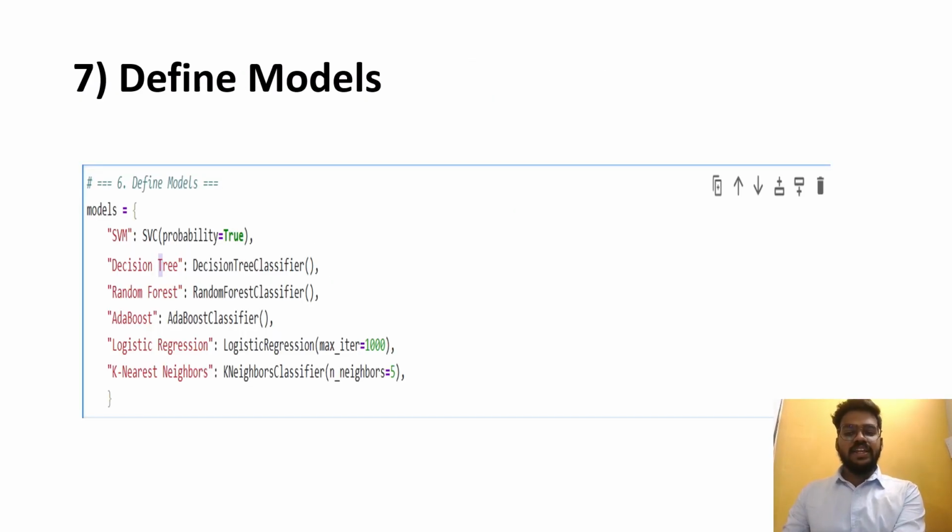Next, we are defining the models. Different machine learning models are defined. Those include SVM, decision tree, random forest, XGBoost, logistic regression, and k-nearest neighbors. SVM, decision tree, and XGBoost are the three models which are in the original research paper. The models implemented by us are decision tree, logistic regression, and k-nearest neighbors.